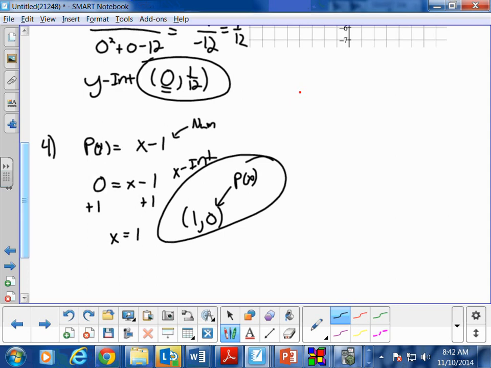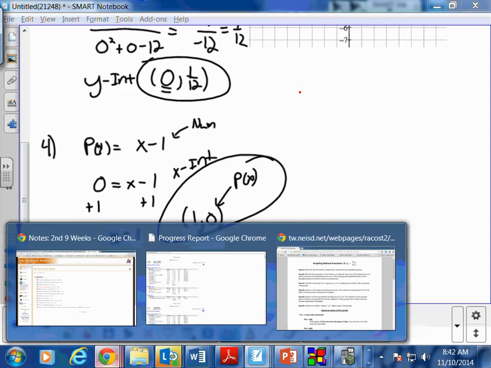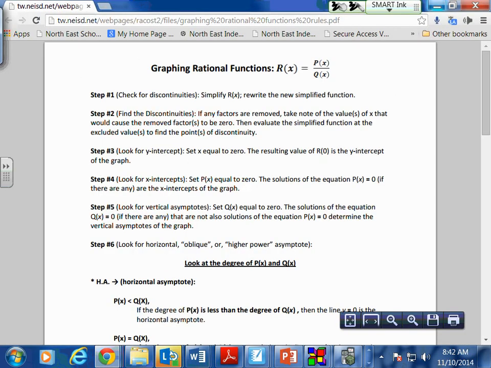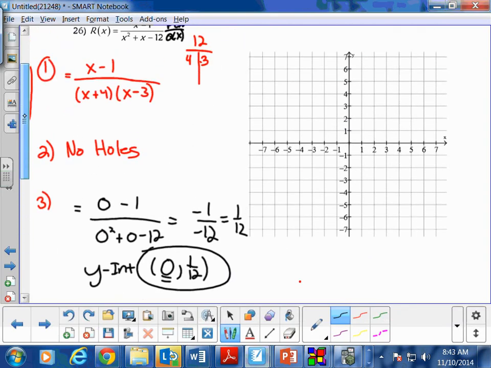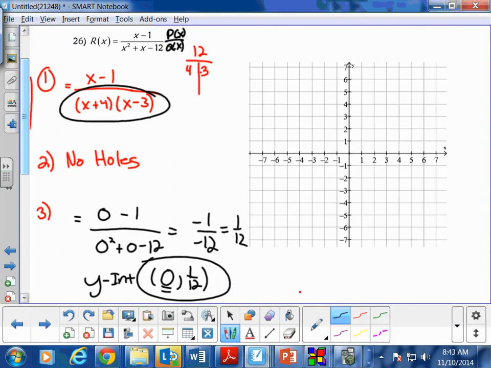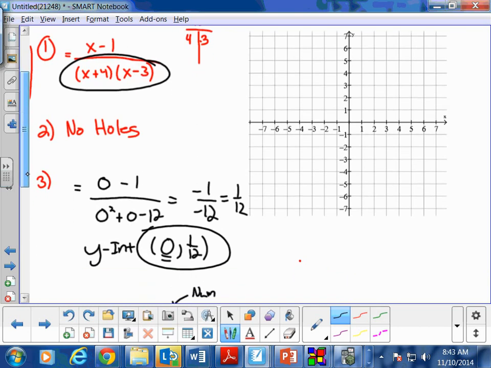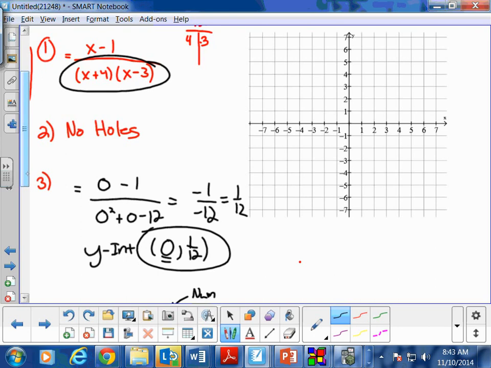Now let's talk about the next one. The next one involves looking for vertical asymptotes, and remember, you do this by setting q of x equal to 0. Vertical asymptotes are just like when you're looking at the domain. I'm going to look at my q of x, which is these values right here. I'm kind of running out of time here. So x is equal to negative 4, and x is equal to positive 3. So here are my two vertical asymptotes.